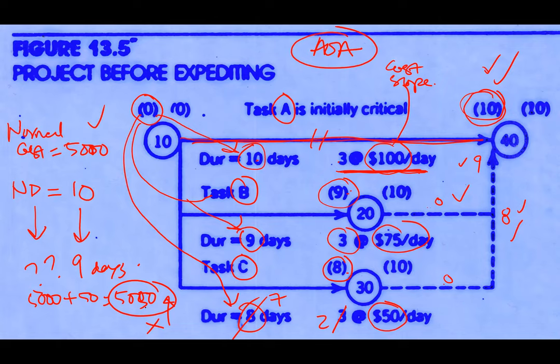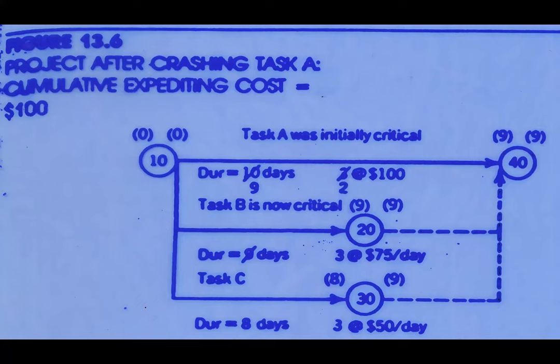But in this situation, we do not have much choice because activity A is the critical activity. Initially, only A is critical. Then how do you do that? You slash the original duration of A, 10 days, then it becomes 9.